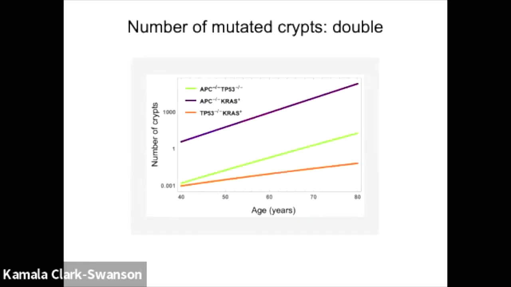We also calculated the numbers of doubly mutated crypts. And what is interesting here is that for crypts that have two driver mutations, if one of the mutations is TP53, their numbers are super low throughout the lifetime. The only doubly mutated crypts that are expected to reach significant numbers are those that have both APC and KRAS mutated. And that is because both of these provide selective advantage. So this is kind of a hint as to how important selective advantage is to this model.